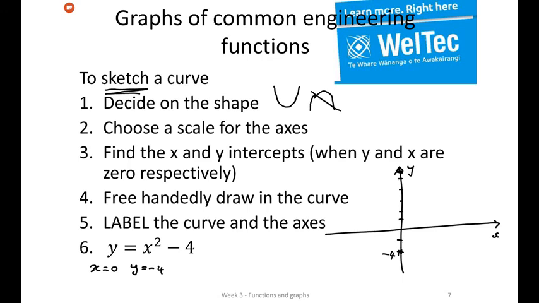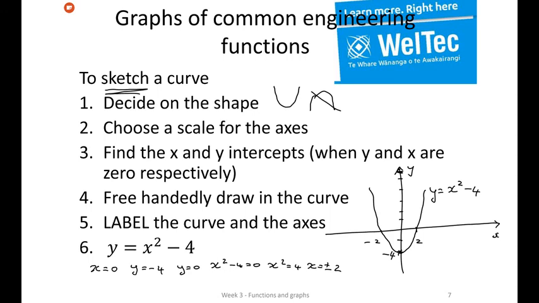Label it. When y is equal to 0, then x squared minus 4 equals 0. So x squared equals 4, x equals plus or minus 2. And it's clearly symmetric, so now we just have to join it up with a nice curve like that. Don't forget, now you're going to label it. That was an easy one to draw, but it's the process that we need to look at. The 5 steps. All of that information has to be on a graph when you're drawing it.